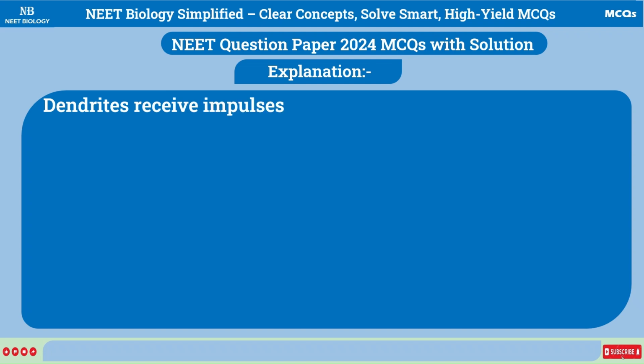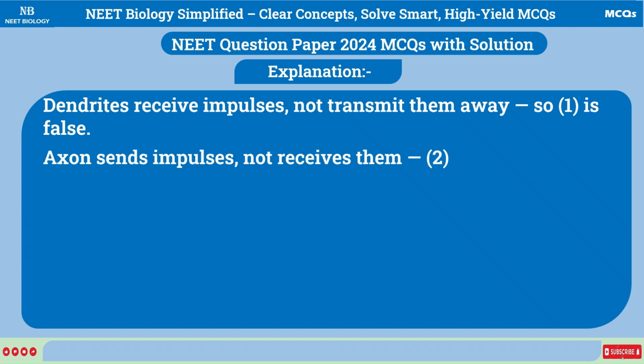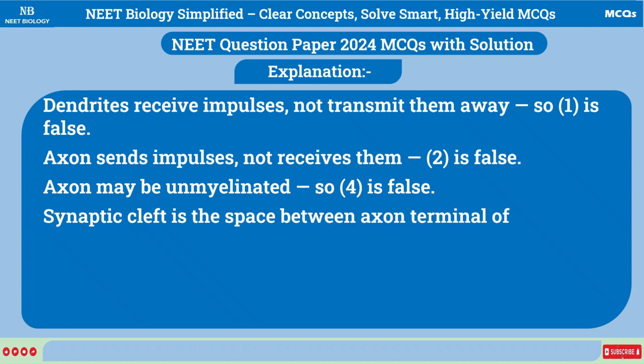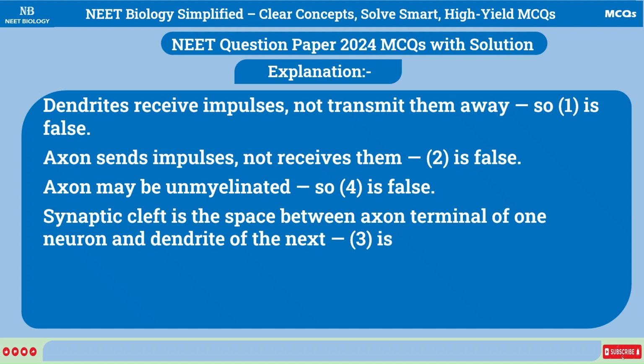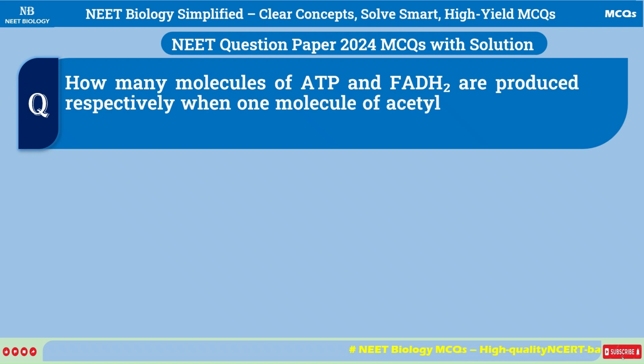Explanation. Dendrites receive impulses, not transmit them away, so A is false. Axon sends impulses, not receives them, so B is false. Axon may be unmyelinated, so D is false. Synaptic cleft is the space between axon terminal of one neuron and dendrite of the next. C is correct.